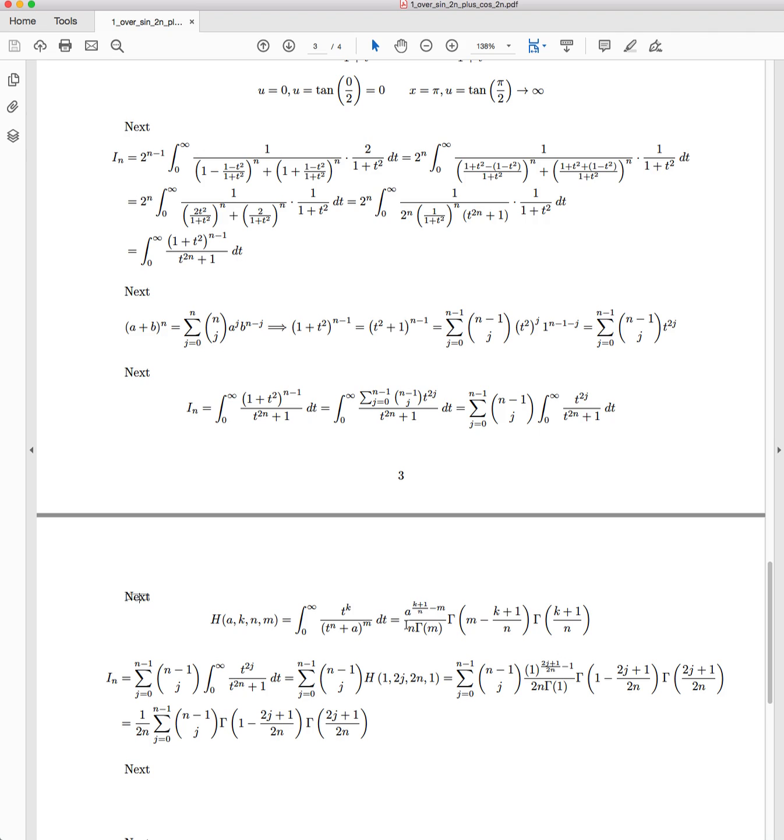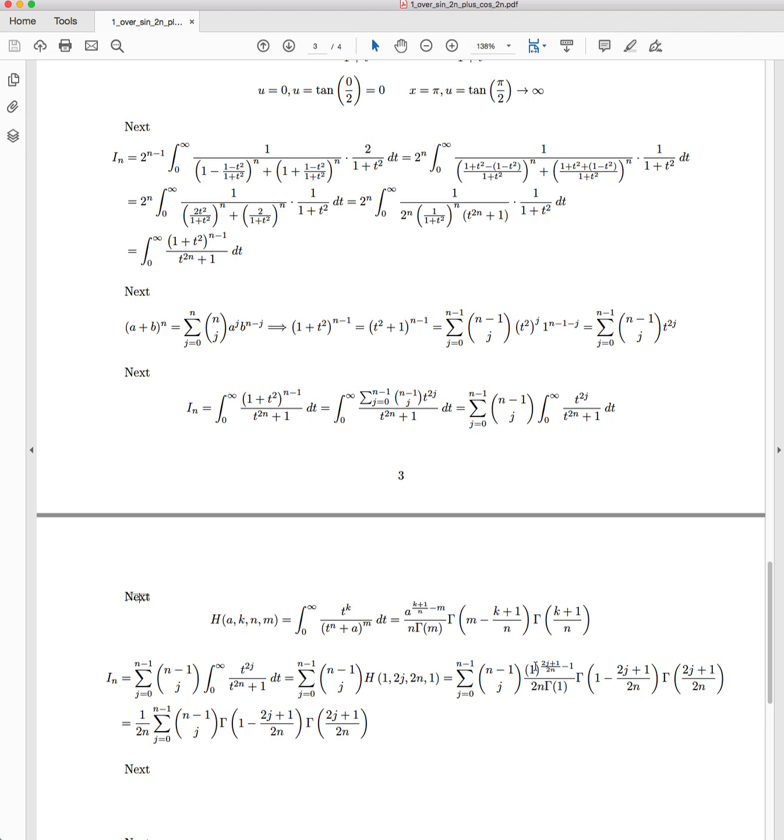Okay, so now we're just going to plug in our formula from here. And so this becomes a sum from j equals 0 to n minus 1 of n minus 1 choose j, 1 to the power of k plus 1 over n, which is 2j plus 1 over 2n, minus m over n, which is minus 1 over 2n, times by gamma of m, which in our case is gamma of 1, times by gamma of m minus k plus 1 over n, which in our case is 1 minus 2j plus 1 over 2n, times by gamma of k plus 1 over n, which again in our case is gamma of 2j plus 1 over 2n.